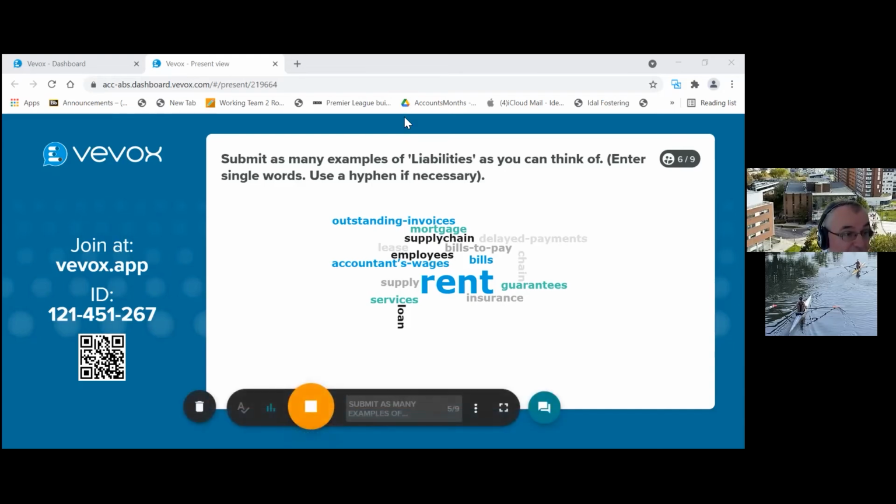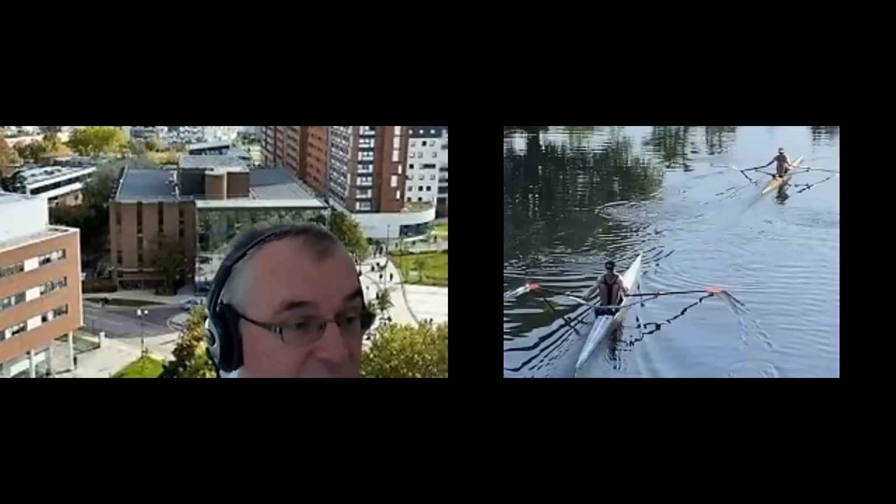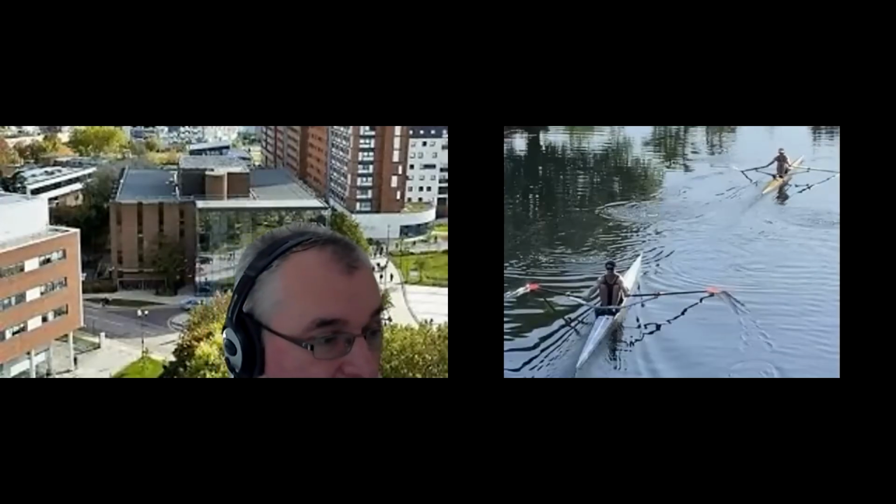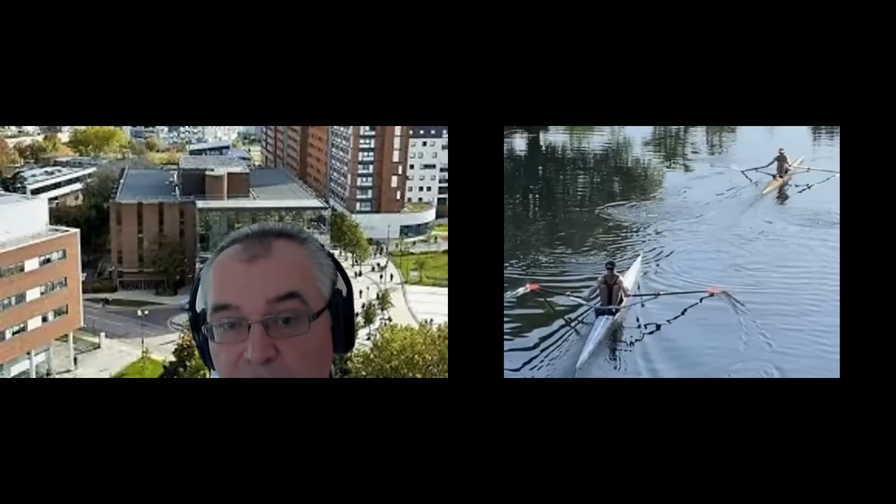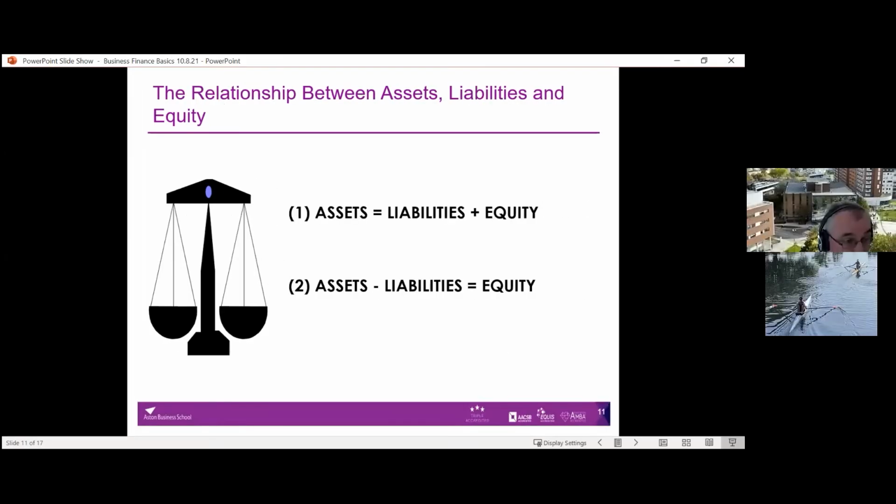So thank you very much for joining in on Vivox. Let's go back to the slides, if I can do that quickly. Okay, so we've concentrated so far on the balance sheet and hopefully strengthened your understanding of some of the key terminology, and in particular, your understanding of the fundamental relationship between these items.